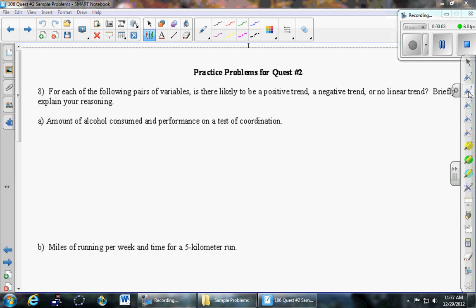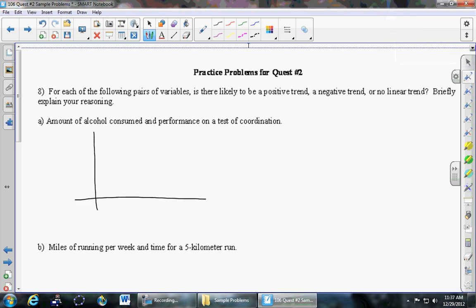This is problem number 8 on the practice problems for quest number 2. For each of the following pairs of variables, is there likely to be a positive trend, a negative trend, or no linear trend? Briefly explain your reasoning. A, amount of alcohol consumed and performance on a test of coordination.